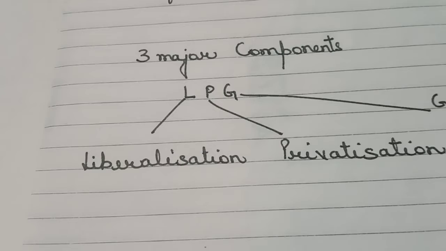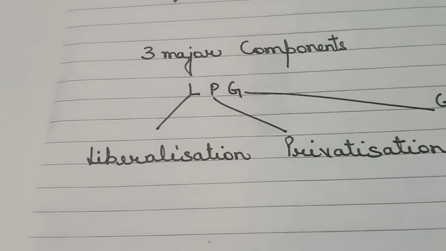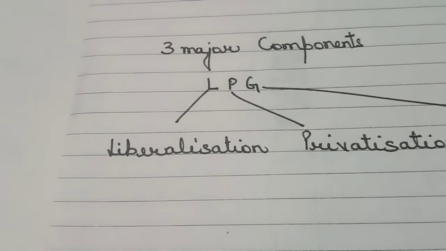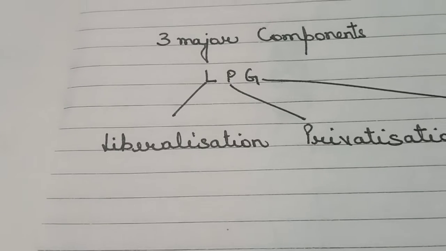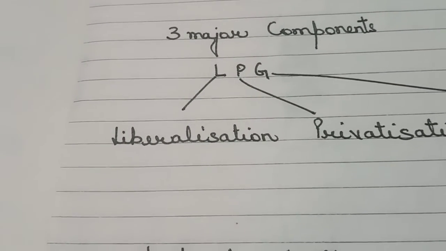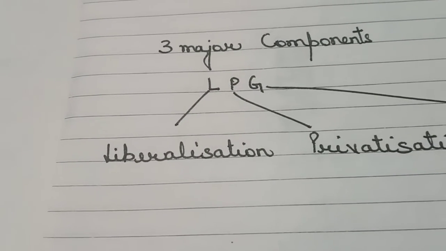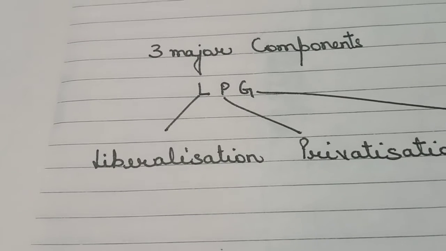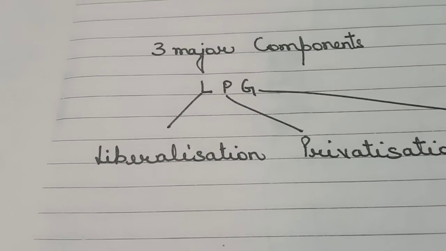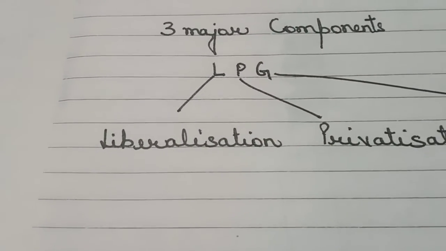Then easy and simplified procedures to attract foreign capital in India. In order to attract foreign capital, easy procedures were introduced under liberalization. Then the movement of goods and services across our country, and even abroad, was made easy and simplified. Then freedom was given to the industries in fixing the prices for goods and services. So this is all about liberalization.